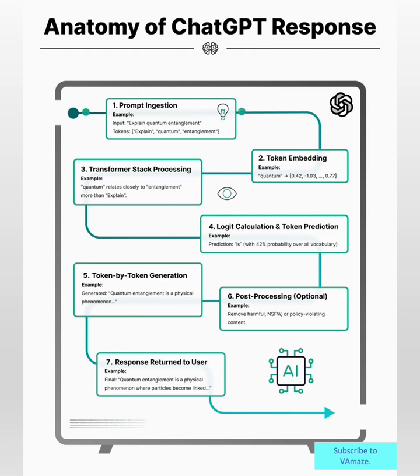Continuous innovation. As AI technology advances, each of these stages continues to evolve. Improvements in embeddings, attention mechanisms, safety filtering, and generation strategies all contribute to increasingly capable and safe AI systems. Understanding the implications. This anatomy of ChatGPT's response generation reveals several important insights about AI capabilities and limitations.